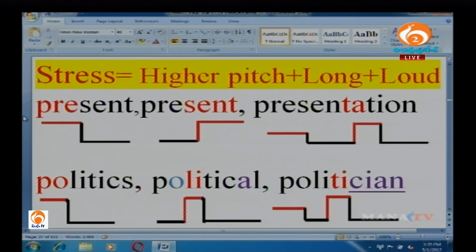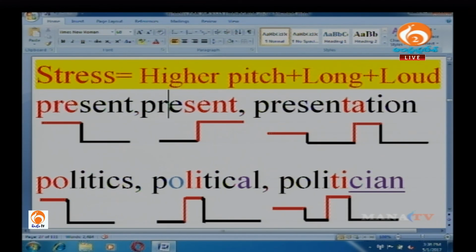Accent or stress, syllable stress, word stress, all these things are basically the same. I call it syllable stress because you stress a syllable. Many so-called experts call it word stress, which doesn't sound right to me, but this is how English is. Say this one, present. Present is a noun. Here's a present for you.